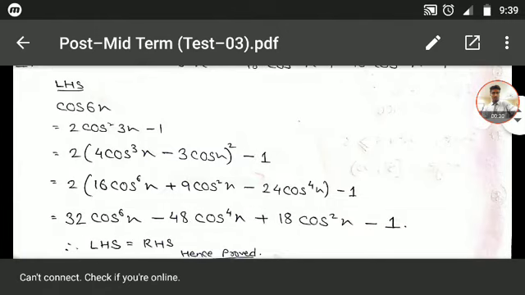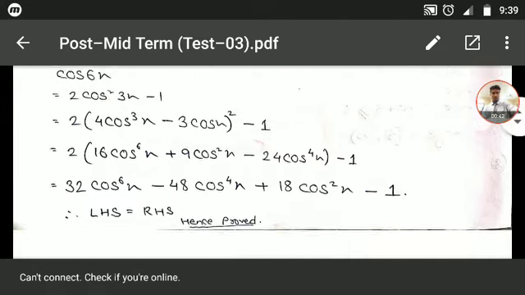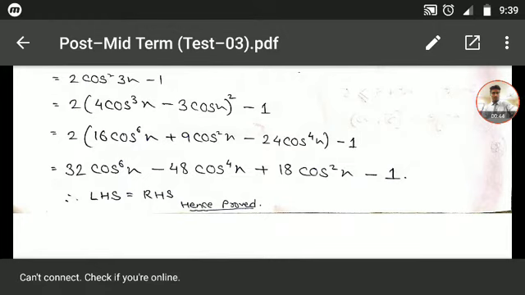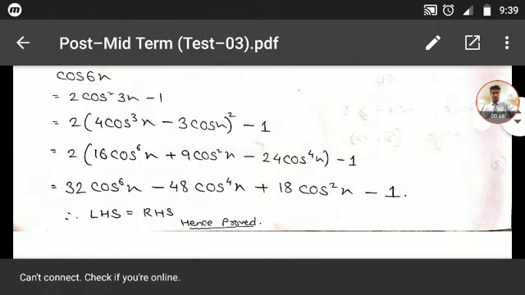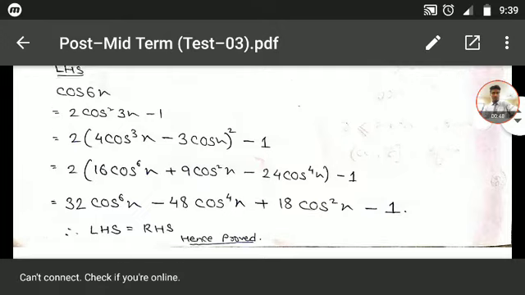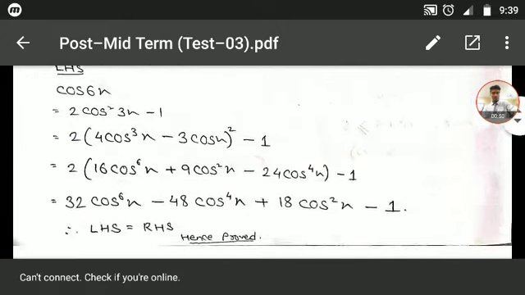Cos 6x can be written as 2 cos^2 3x minus 1, and then cos 3x will be written as (4 cos^3 x minus 3 cos x) whole square, and then breaking down the whole square, it's far easy to get the answer. That's it. This numerical is very easy one. So moving on to question number 2.